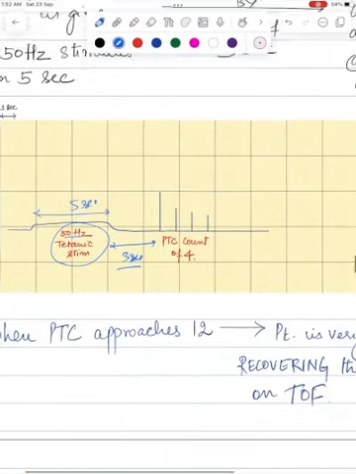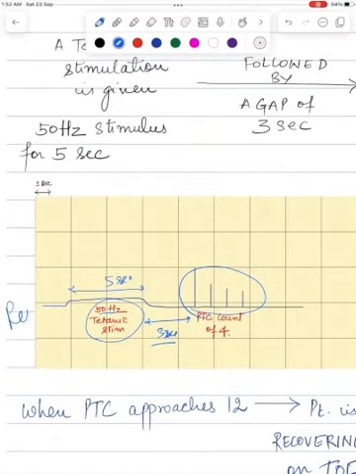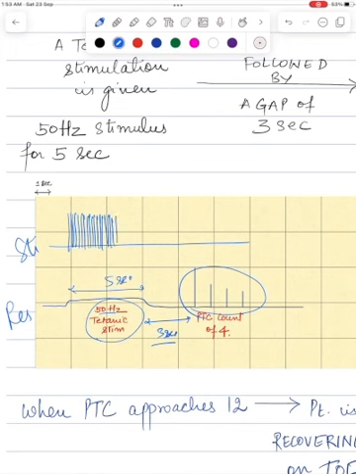In this illustration, out of the 10 to 15 single twitches that were given, only 4 produced responses, right? So this is actually a response. The stimulation will look something like this. So a tetanic stimulation at 50 hertz for 5 seconds, followed by a gap. This is showing a non-depolarizing type of block. That is why there is no response to the tetanic stimulation, because the muscle is paralyzed. But after the tetanic stimulation, during the gap of 3 seconds, there is post-tetanic potentiation.